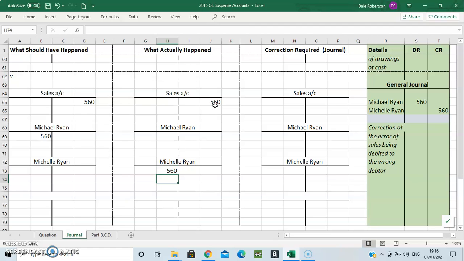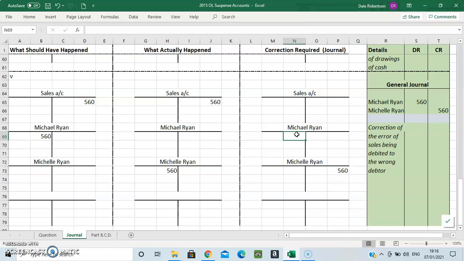So how do we solve that? Well, we don't need to touch sales. It's correct. It's as it should have been. But what we do need to do is take out Michael's 560. That 560 there is incorrect. Sorry, excuse me. We need to take out Michelle's 560. She's the person who should not have been recorded. So we take 560 out of hers. That makes her account back to 0.